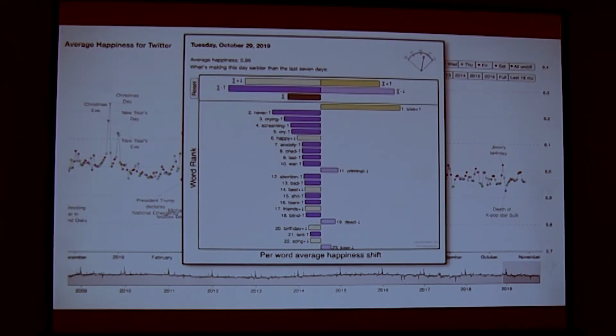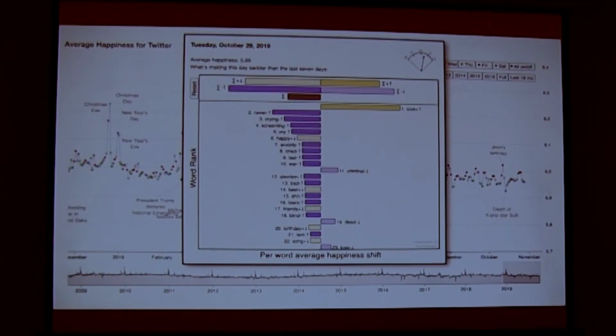It shows what words were being used more or less. The word love was being used more, which pushed our measure up, but a lot of these other words were sad words that were also being used more often, and that pushed it down. So this is an interesting tool. You can go and look.